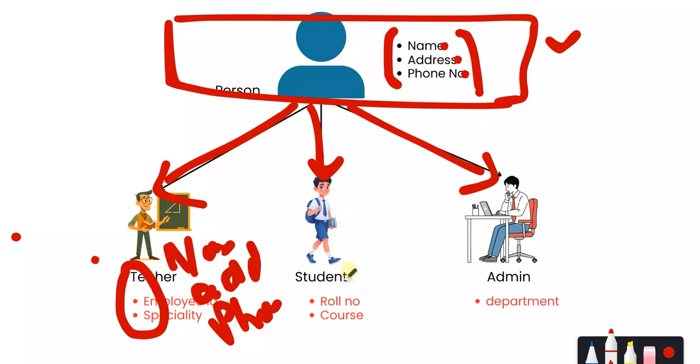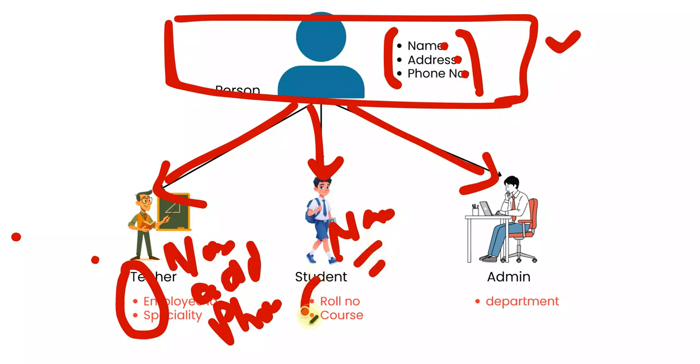So here in the student, you can see that the student will inherit all the data members from its parent class, the person class, for example name. It will also get the address, it will also get the phone number, but along with that, it also has some individual data members which make that student unique.